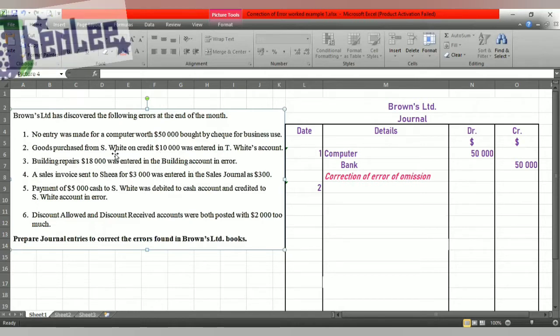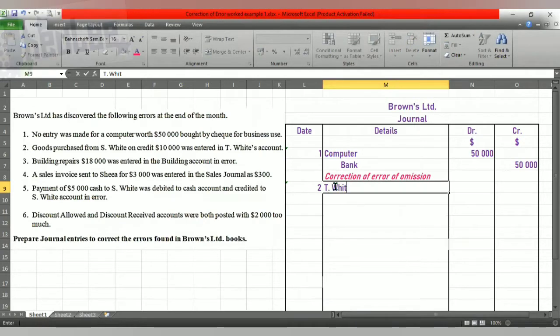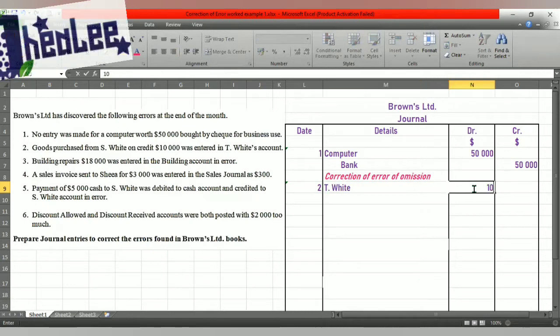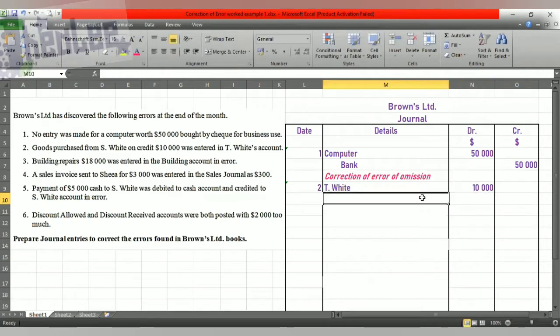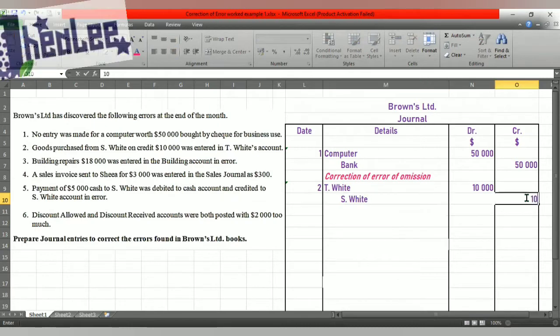What are we going to do to correct this? If we have purchased goods from S. White, it means that S. White's account should have been credited, but instead of crediting S. White, they have credited T. White's account. So to get rid of the entry out of T. White's account, we're going to debit T. White, and we're going to credit S. White. So that's T. White 10,000 and S. White. Remember, you're to indent your credit item. S. White is credited with $10,000.